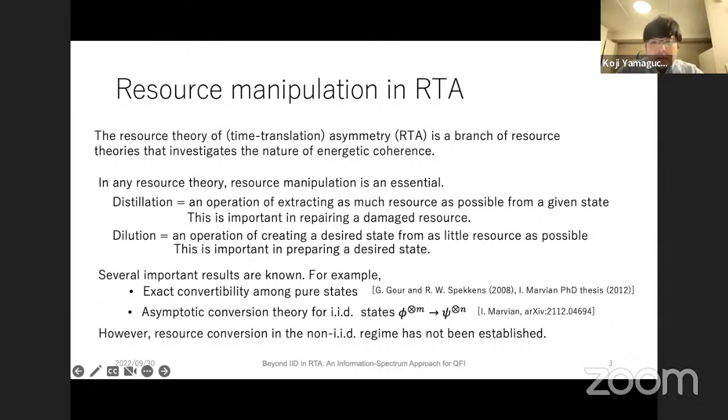And in a recent study, the asymptotic conversion theory for IID states was established. Although this result in the IID regime is important, it cannot be applied to a realistic situation where resources typically have complex correlations. Therefore, a conversion theory that is valid beyond the IID regime is essential. However, a resource conversion theory in the non-IID regime in the resource theory of asymmetry has not been established so far.